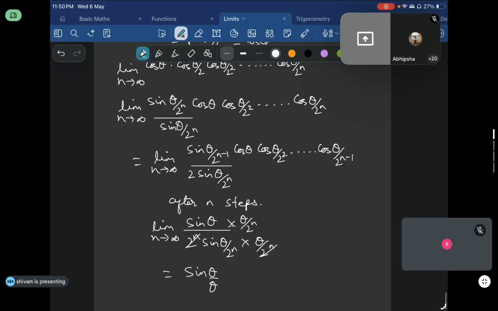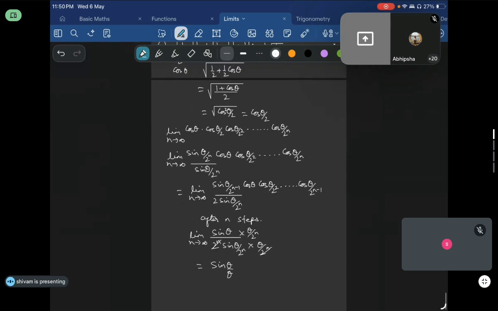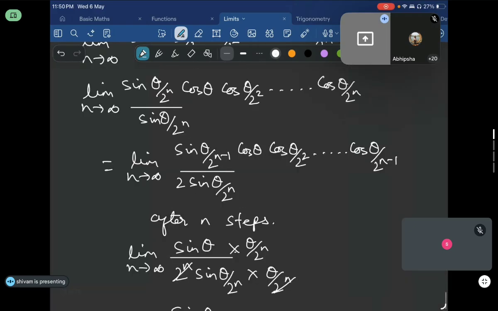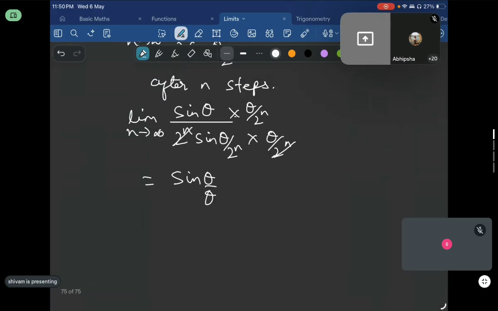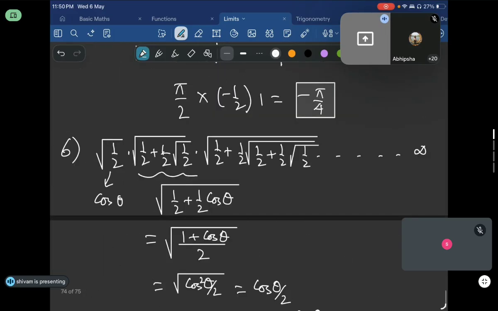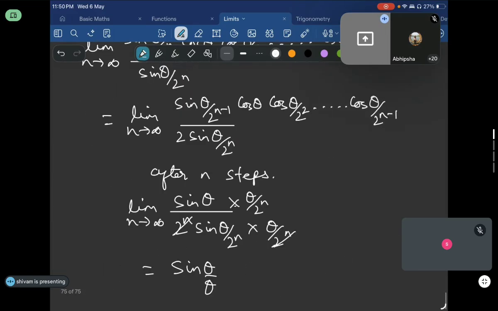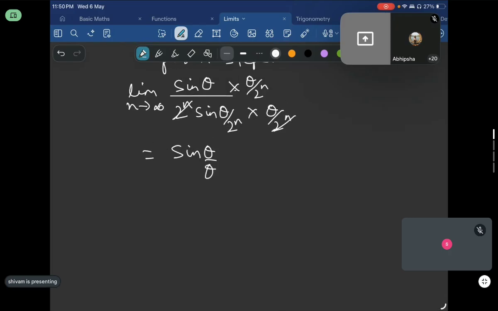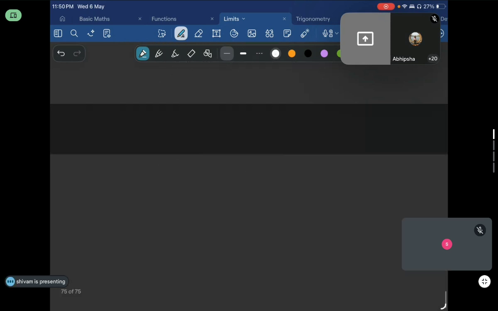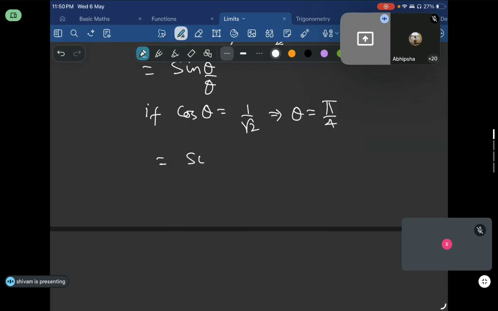Now, everyone, what was theta? You tell me, everyone. If cos theta is equal to 1 by root 2, what is theta? Tell me. If cos theta is equal to 1 by root 2, so theta is equal to pi by 4, right? This implies theta is equal to pi by 4. So what are you getting? You'll get sine pi by 4 divided by pi by 4.